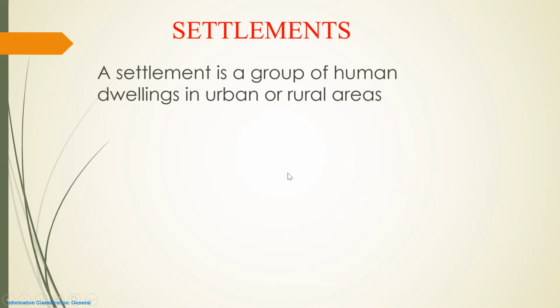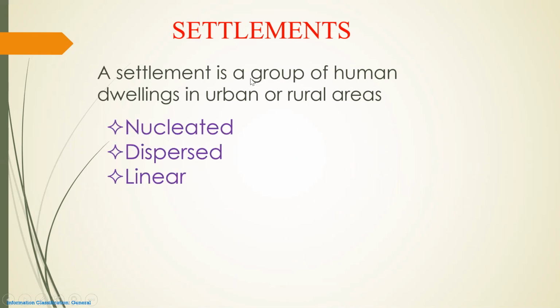And let's move into another concept in a topographical sheet. This is also another important specific question: settlements. What is a settlement? A settlement is a group of human dwellings in urban or rural areas, like our villages in simple sense. It is a human dwelling place. We have three important settlement patterns mainly in our topographical sheets: nucleated settlements, dispersed settlements, and linear settlements.